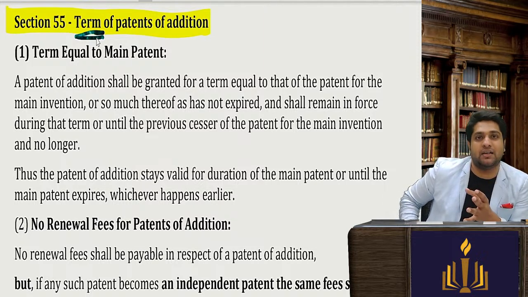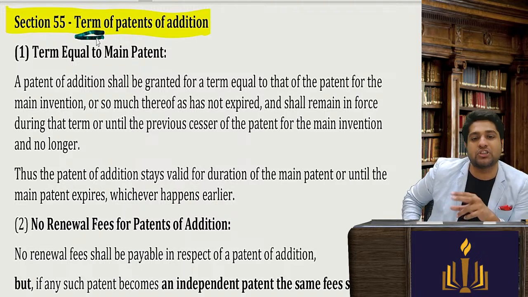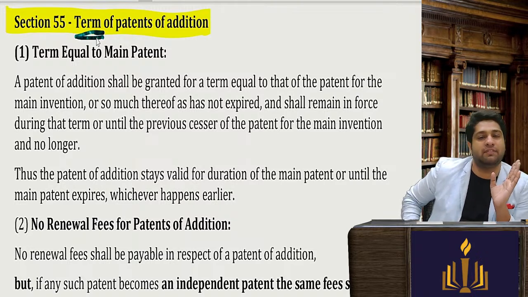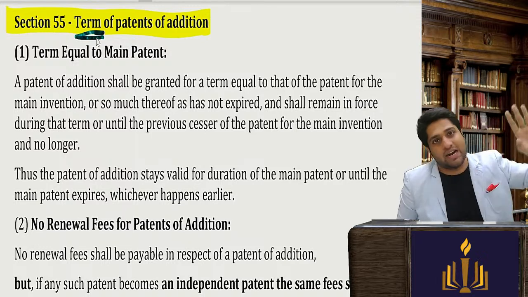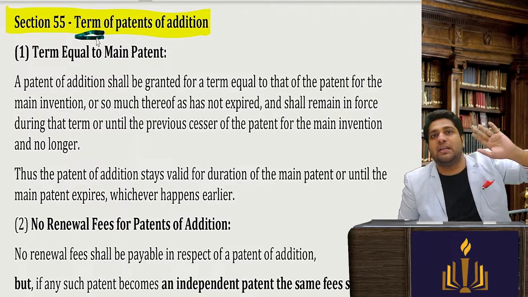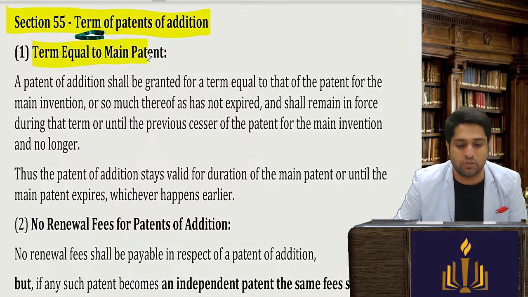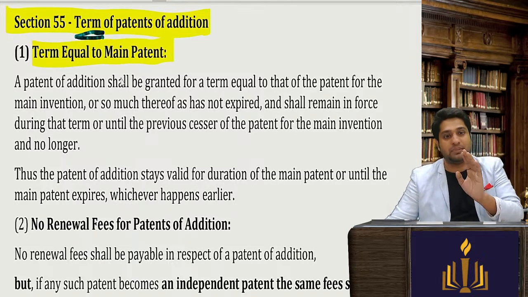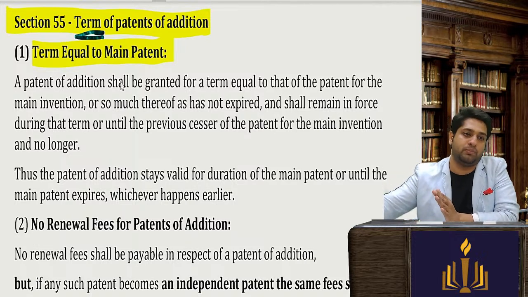So obviously, logically, what do you think? It should be merged with the original invention, right? It will be deemed that it was granted at that time only, protected from that time only, and the term will lapse with the main invention. Let's read: term equal to the main patent. So you get a term equal to the main patent only. It is not that for improvement or modification there will be more term.